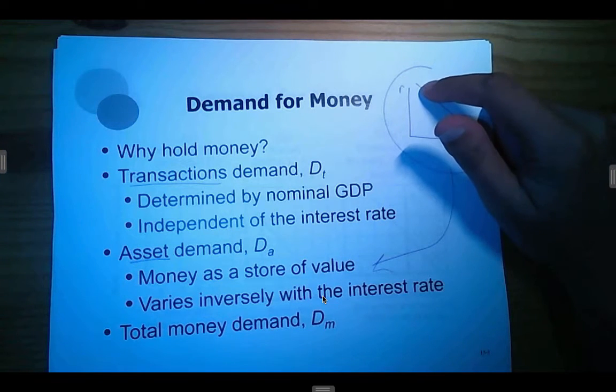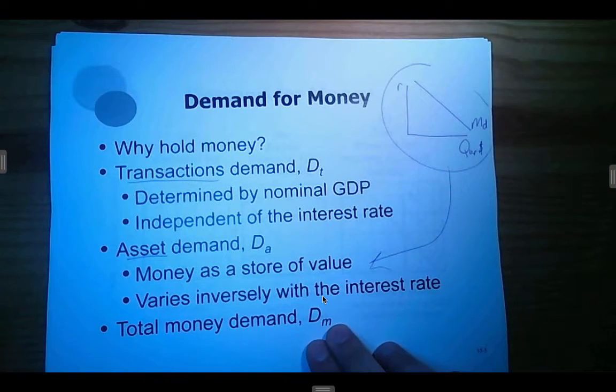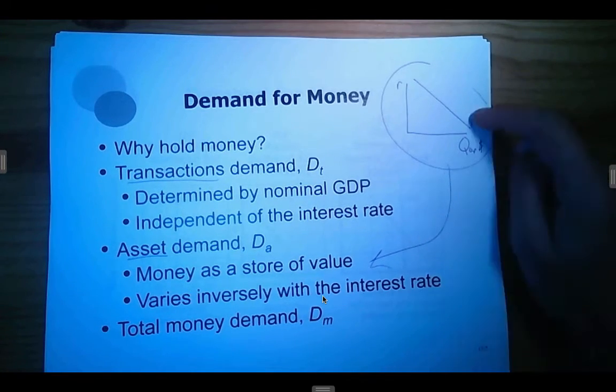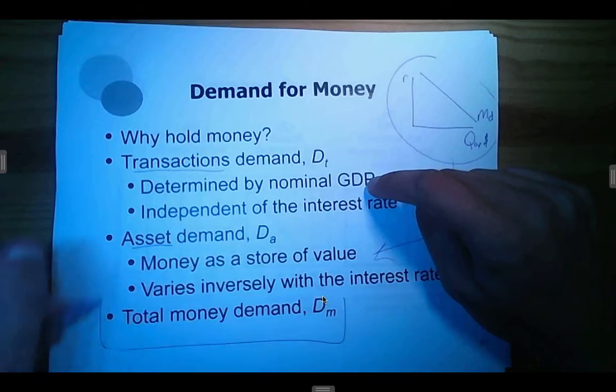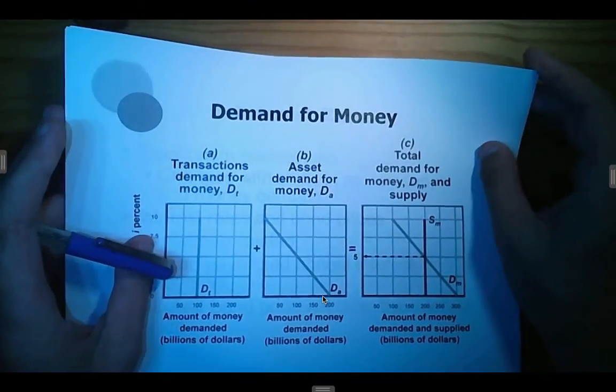Asset demand: the higher the interest rate, the more you're going to want to save it. Now we add the two up together. That gives us the money demand here. So this is only part of it. This is only the asset side to it. We would add to it the transaction side to get the total money demand. And that's exactly what we see here.